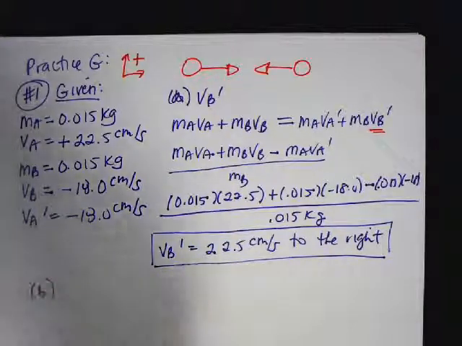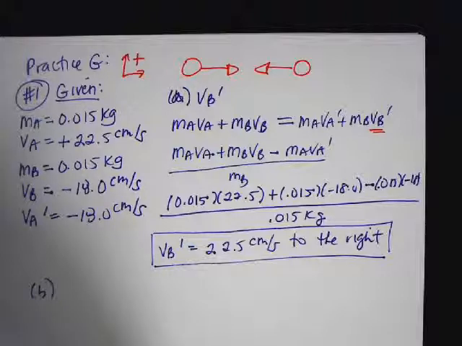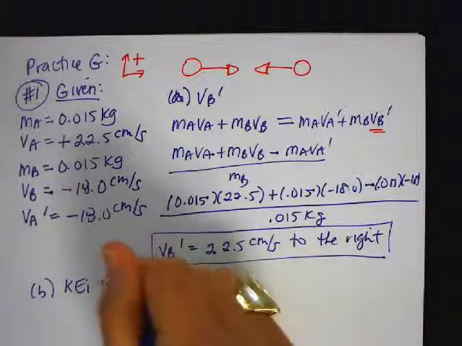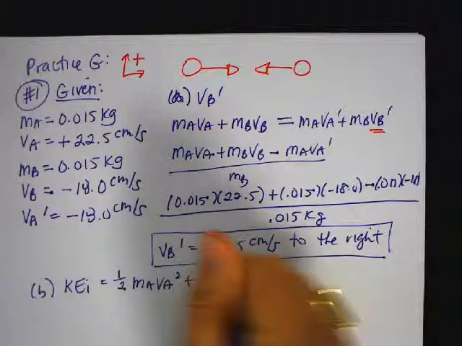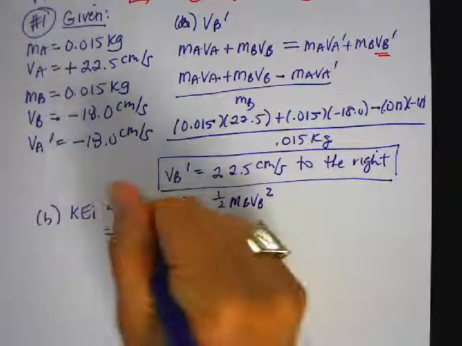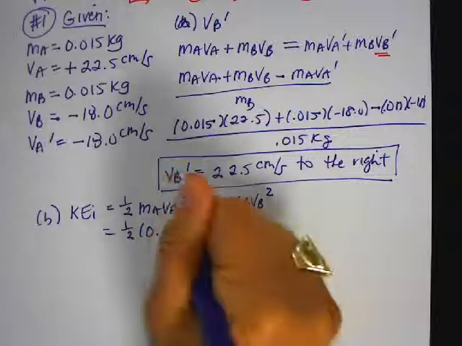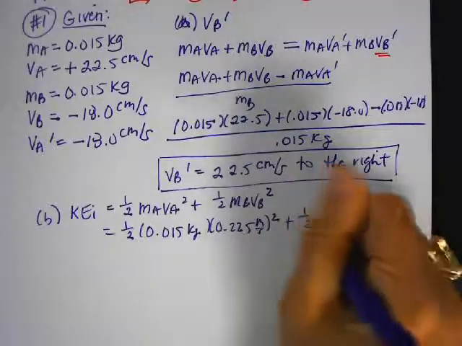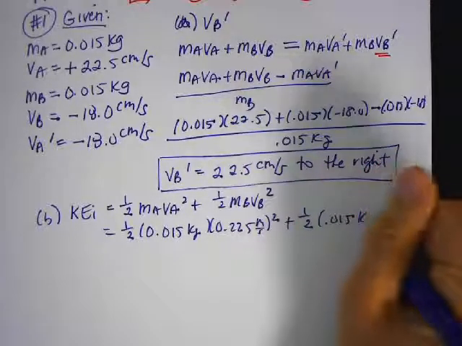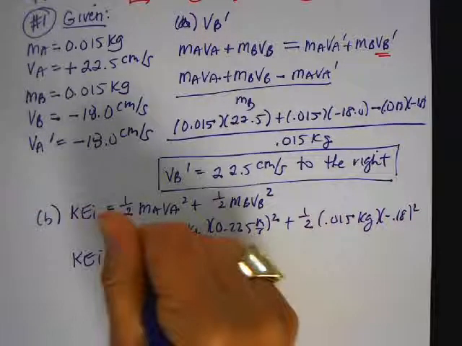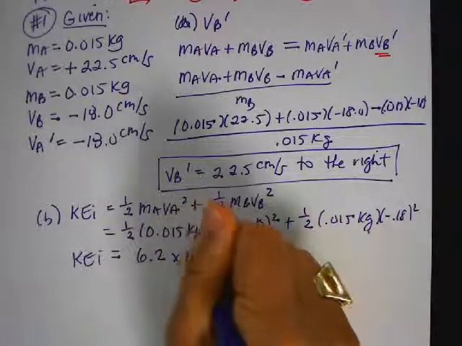Then part B, it said to verify this using this. So let's see. The kinetic energy before, KEI, is going to be 1/2 MAVA squared plus 1/2 MBVB squared. So when I substitute in my values, I have 1/2 of 0.015 times 22.5 squared plus 1/2 of 0.015 times negative 18 squared. The kinetic energy before comes out to be 6.2 times 10 to the negative 4 joules.